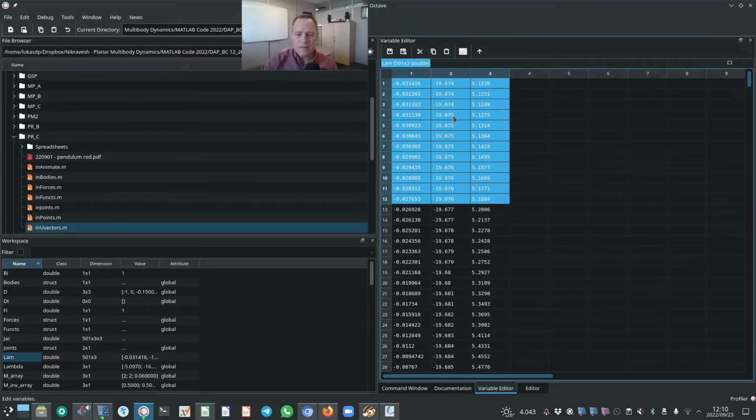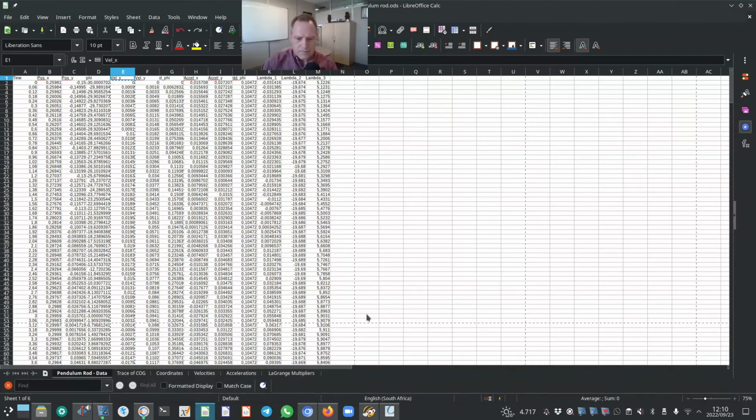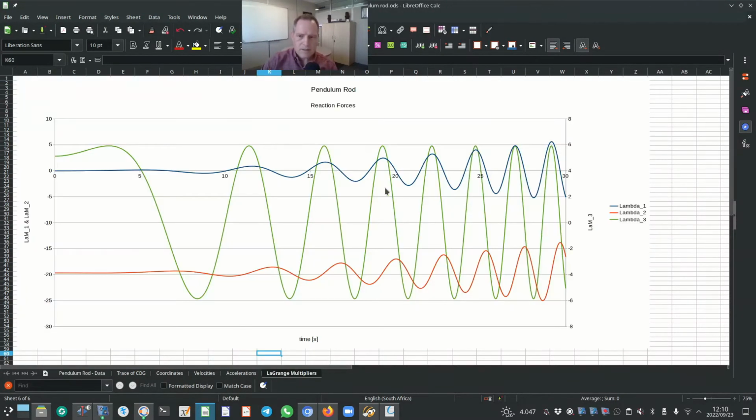Right, so what I did then offline is I copied and pasted these Lagrange multipliers into the Excel spreadsheet. You can of course also plot the Lagrange multipliers or any of the other variables inside Matlab, but I prefer to do it in a spreadsheet rather. I use LibreOffice Calc. So that's what you see on the screen here, the Lagrange multipliers, the plot of them. So let's just talk about the trends that we can identify.